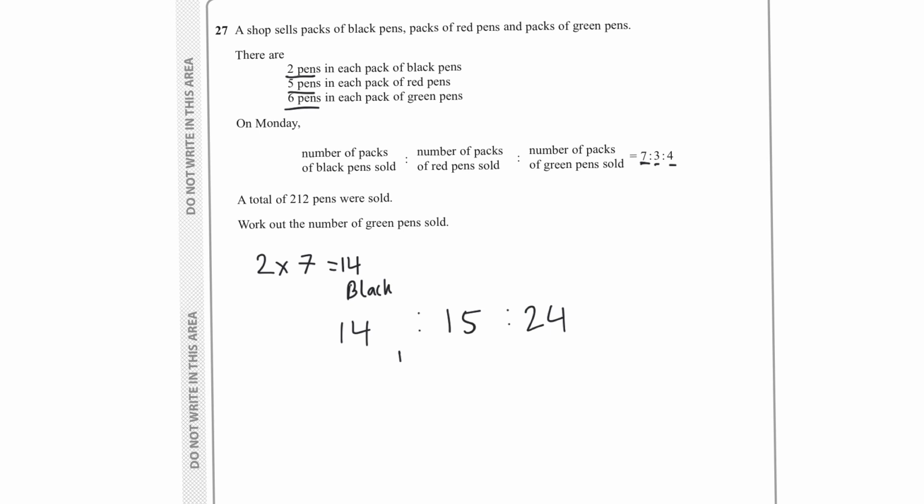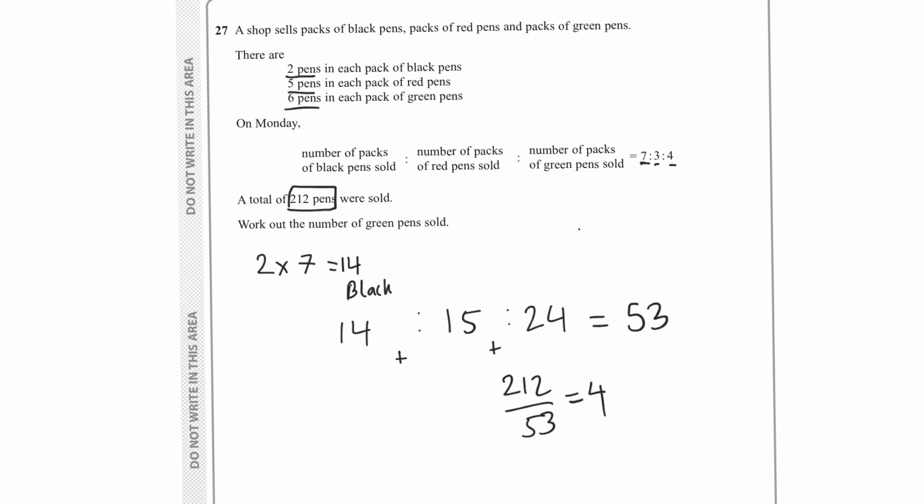And so we're going to add these numbers together. So 14 plus 15 would be 29, plus 24, which would be 53. So that would leave us with 53. This is obviously not complete because there were actually 212 pens sold, not 53 pens. So we're going to do 212 divided by 53, which should leave you an answer of 4.